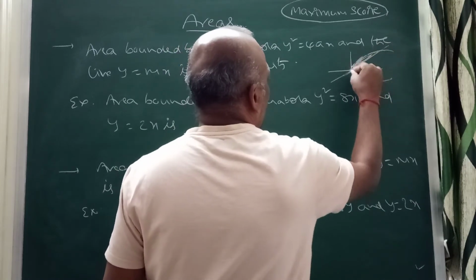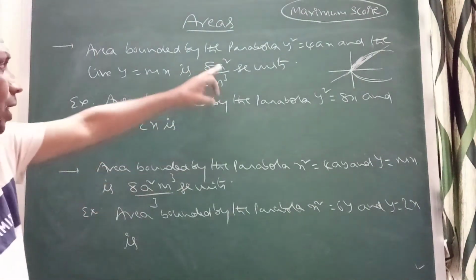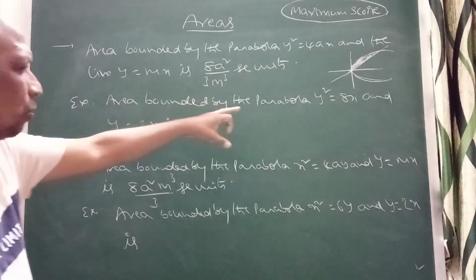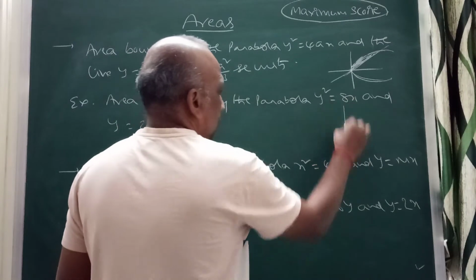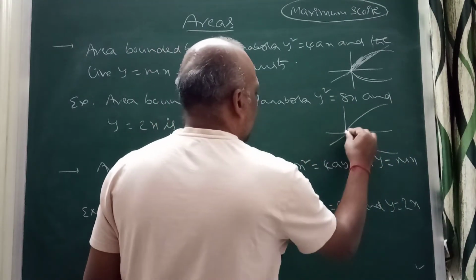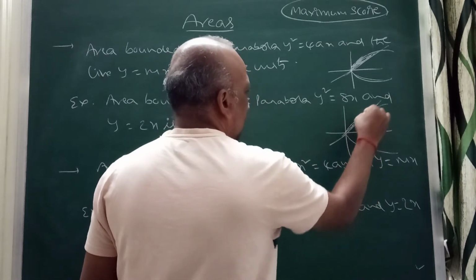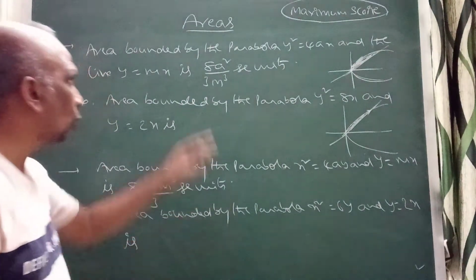Understood? The parabola is like this. This is the required area. The line y equal to mx. Answer is 8a square by 3m cube. Area bounded by the parabola y square equal to 8x and the line y is equal to 2x. This is y equal to 2x. This is the area they are asking. What about this area? So the formula is this.